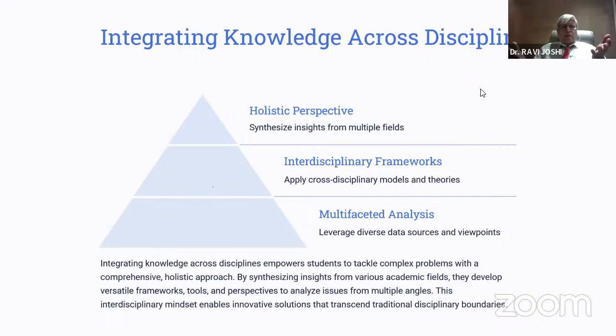Because you know very well, openings are available in different domains. But if a student doesn't have a holistic perspective, how is it going to develop? So then, interdisciplinary framework and multifaceted analysis are what we want to develop. My dear professors, every moment I'm thinking of one thing, being also a teacher, how am I going to develop this through my curriculum.